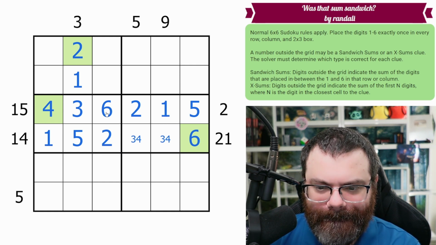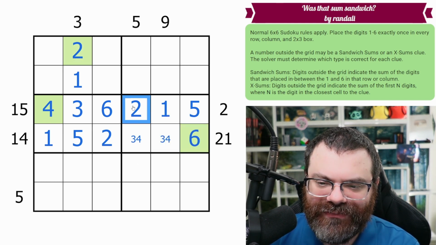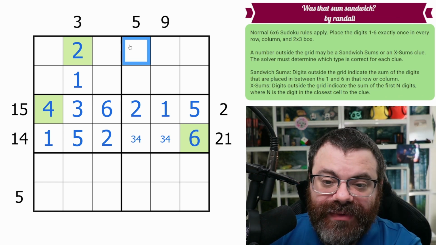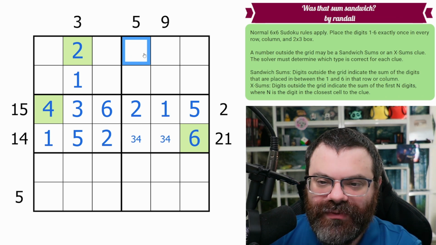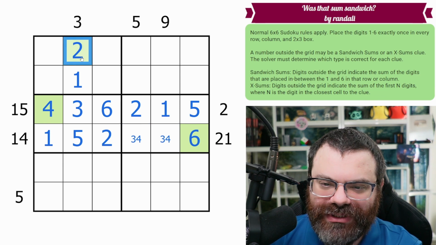Now this 5, we can't put a 1 here. We can't put a 2 here because of Sudoku. Obviously, 1 doesn't work because of X sum. We're pretending this is an X sum. Sorry, I should have led with that. Assuming this is an X sum, we wouldn't be able to put a 1 here because that would be an X sum of 1. We couldn't put a 2 here because it sees 2 2s.